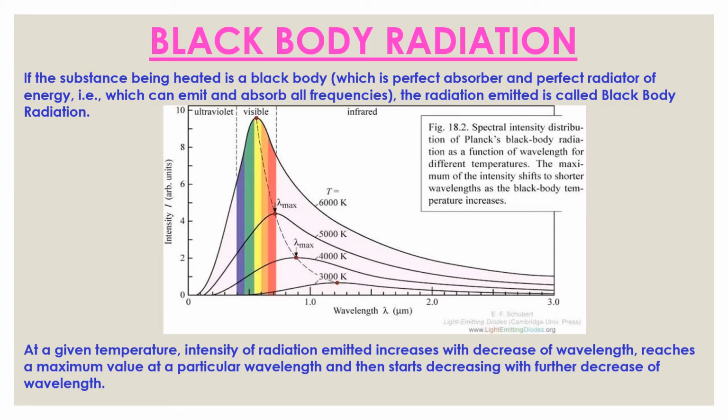So we can define black body radiation like this: the substance being heated is a black body. A black body is a perfect absorber and perfect radiator of energy, that is, it can emit and absorb all frequencies of radiation, all electromagnetic radiations having different frequencies. The radiation emitted is called black body radiation. That means if a substance being heated is a black body, then the radiation emitted by that body is called black body radiation. This phenomenon is called black body radiation.